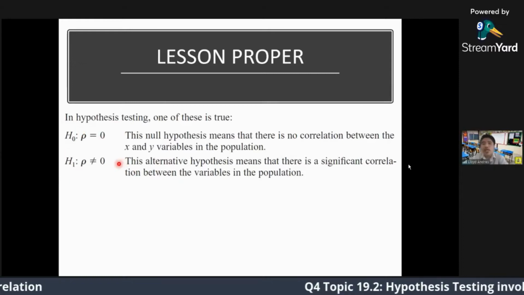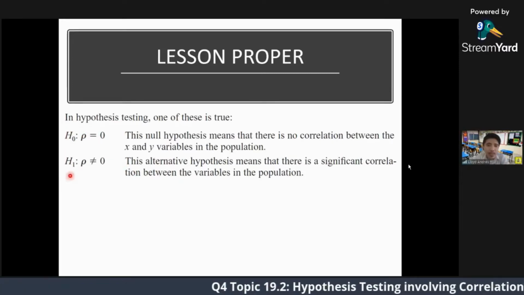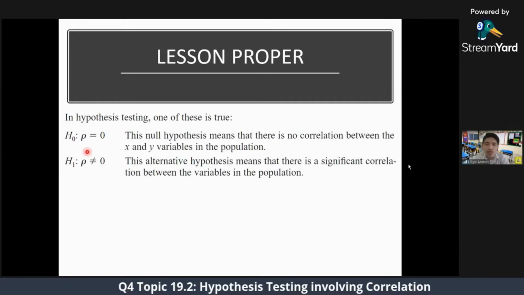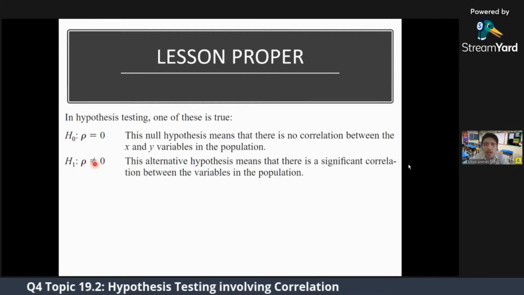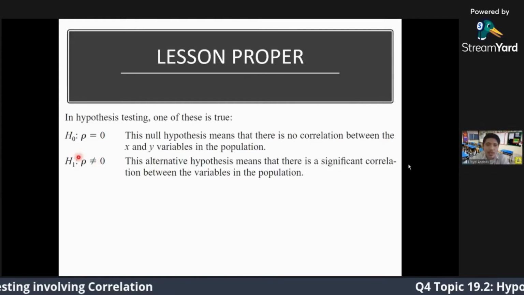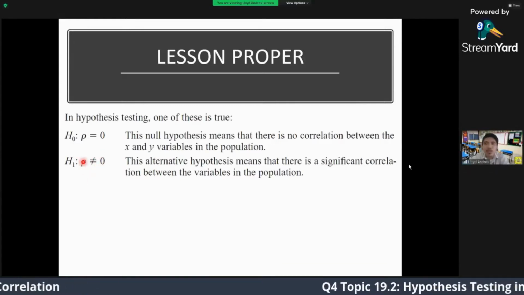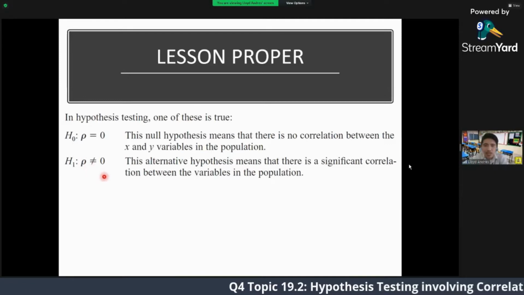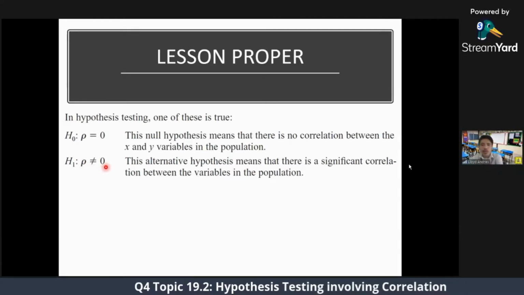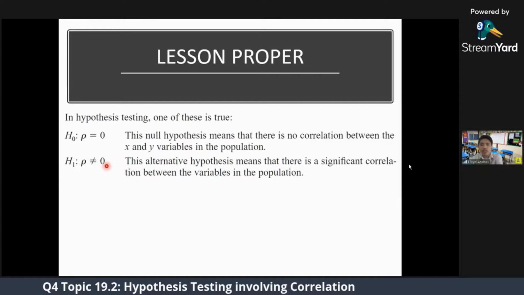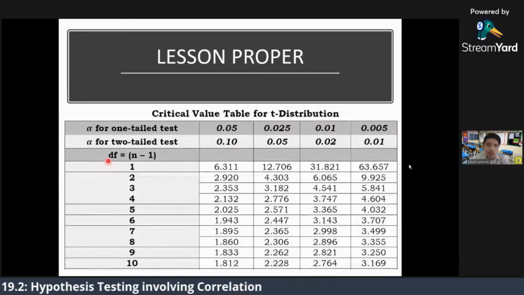Usually, for the hypothesis involving the correlation coefficient, though some use greater than or less than, most of the time the alternative is not equal. So it is rarely greater than or less than. So, that's the first step.